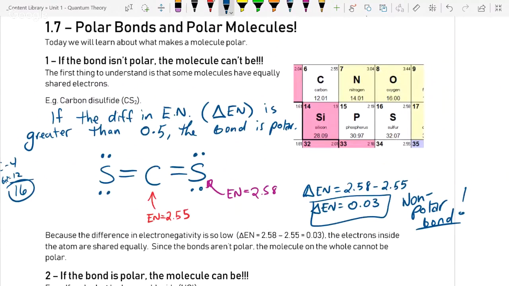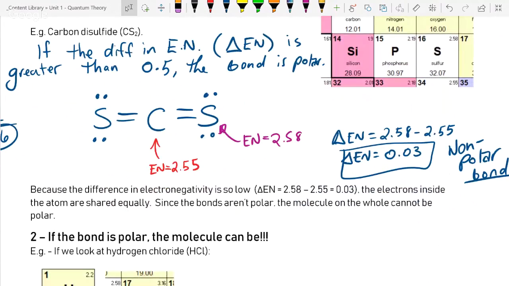Now, here's the point. This bond between carbon and sulfur is non-polar, right? What about this bond between carbon and sulfur? Also non-polar, right? They're the same bond. So, if both bonds are non-polar, what about the molecule on the whole? Yeah, if there's no polar bonds, the molecule can't be polar, right? Does that make sense? So, if all the bonds are nonpolar, the electrons inside the atom have to be shared roughly equally, and if the bonds aren't polar, the molecule on the whole can't be polar. Does that make sense?